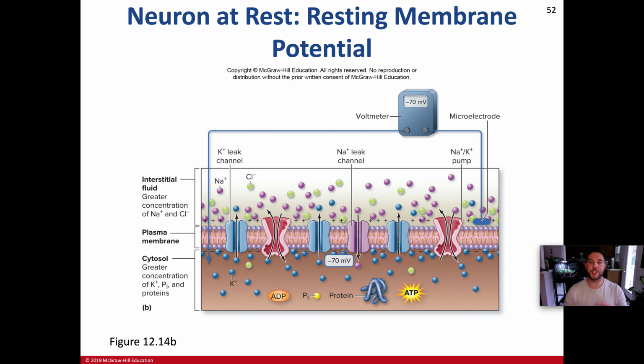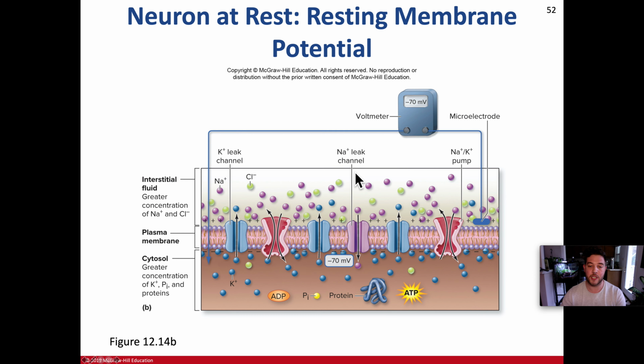Okay, so here's actually measuring that resting membrane potential. This is a voltmeter. They have microelectrodes set up. One is going to be in the cytosol, one is going to be over here in the interstitial fluid, and you can measure the voltage difference between those two areas, and you see it's set at negative 70.